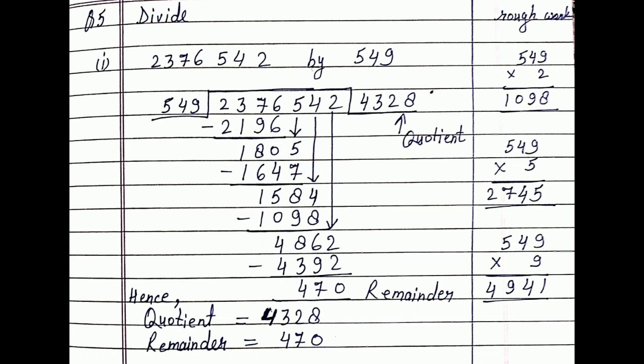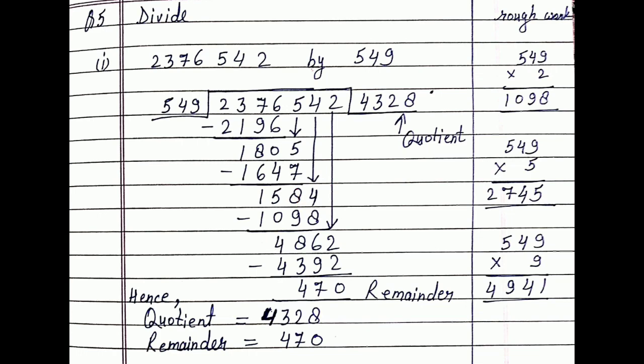Now 1805 is there, which is greater than 549. So now we can easily divide by 549. So how many times will it go? It will go nearly 3. So 1647 will come after multiplying the divisor by 3. Now we subtract, and we get 158. Again it is less than the divisor, so we bring down the next digit.